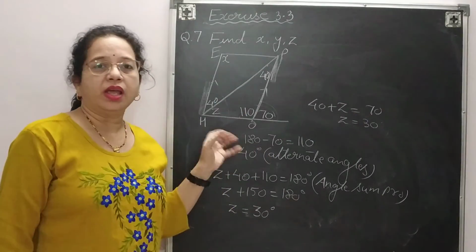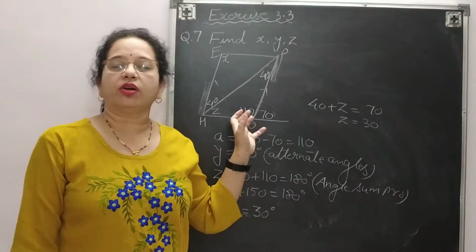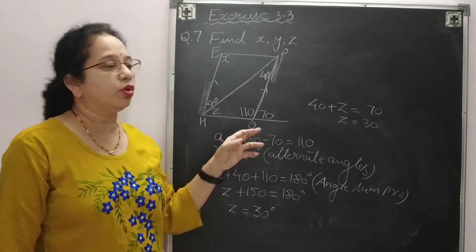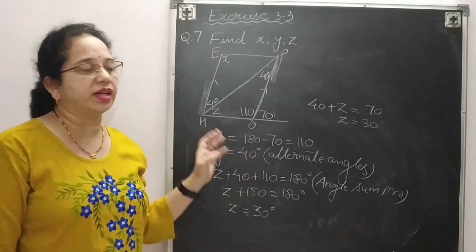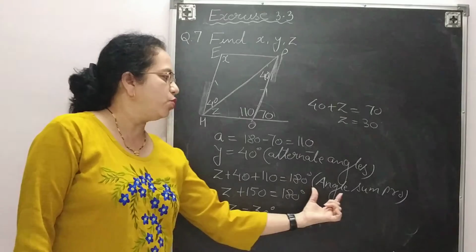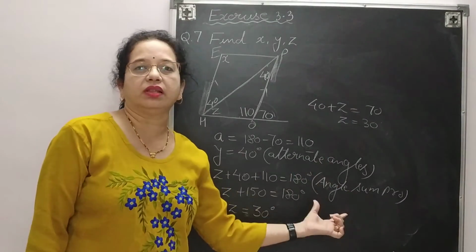So this is the way you can use any property, whatever you know. Your motto is to find the value of x, y, z. Any way you can go, which way you are going, this we write down in the bracket.